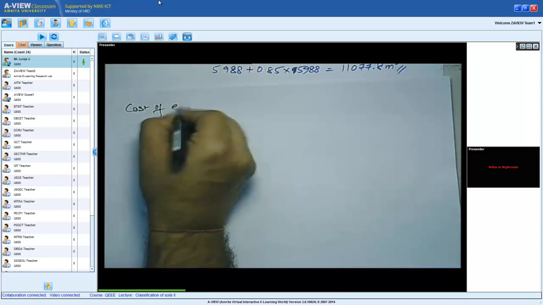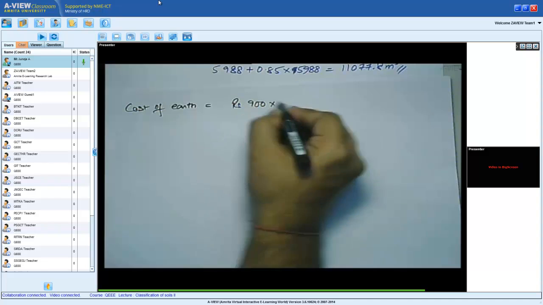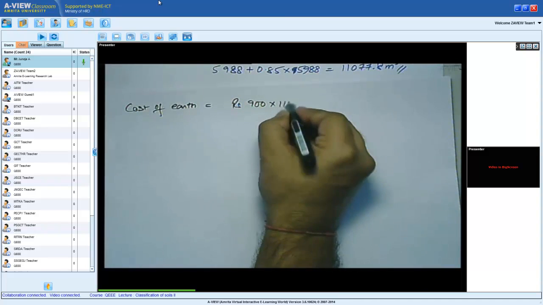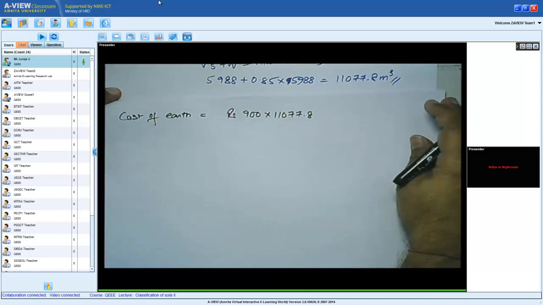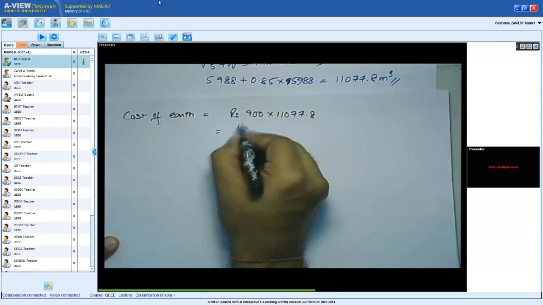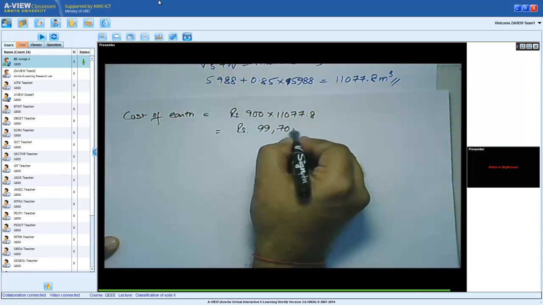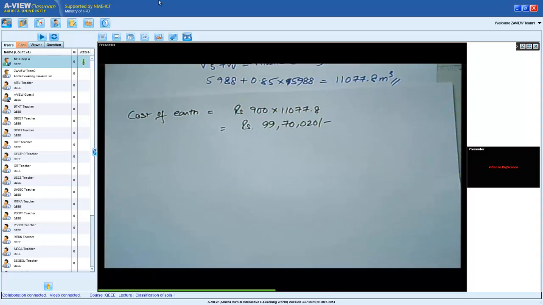Cost of earth equals rupees 900 times 11077.8. This gives a value of rupees 99 lakhs 70,020. Okay, that's the cost of earth.